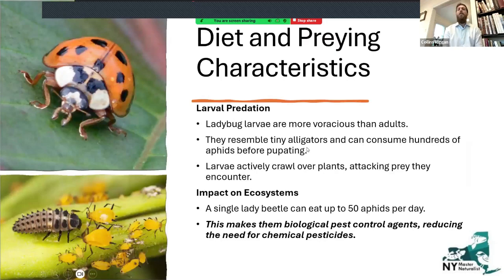Okay, so the larva can resemble tiny alligators. I think that's a very accurate description. And can consume hundreds of aphids before pupating. The larvae can crawl over plants, attacking prey they encounter. Again, just really going to that ferocious behavior, whether a young beetle or a fully grown. A single lady beetle can eat up to 50 aphids per day, which really makes them a great organic method for controlling some of these pests versus spraying.